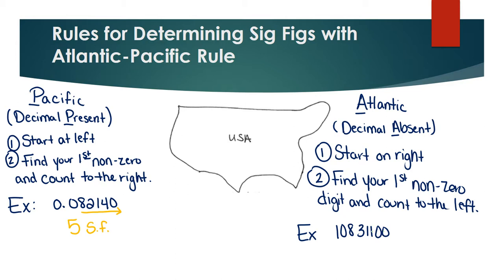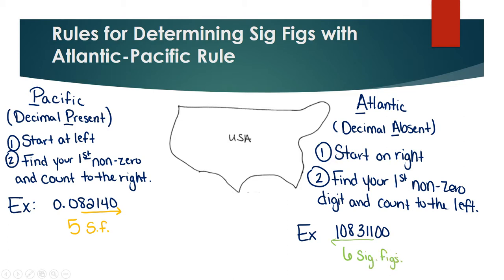So 0 and 0, so those are obviously zeros. So the first non-zero that I see is this 1. I'm going to draw an arrow and I'm going to draw it all the way to the left-hand side. And so we underline the 1, 1, 3, 8, 0, and 1. So this value has 6 significant figures, or sig figs.